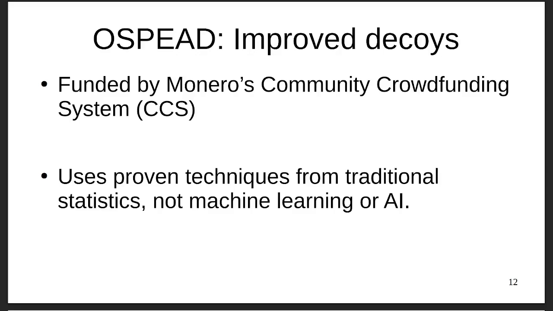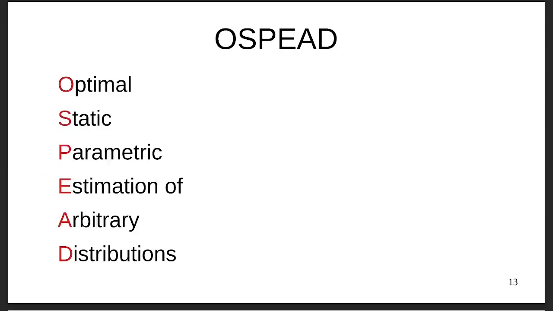My research project to improve decoys is called OSPEAD. It was funded by Monero's community crowdfunding system, the CCS. Thank you, donors. It uses proven techniques from traditional statistics, not machine learning or AI. In case you were wondering what OSPEAD stands for, the acronym means Optimal Static Parametric Estimation of Arbitrary Distributions.